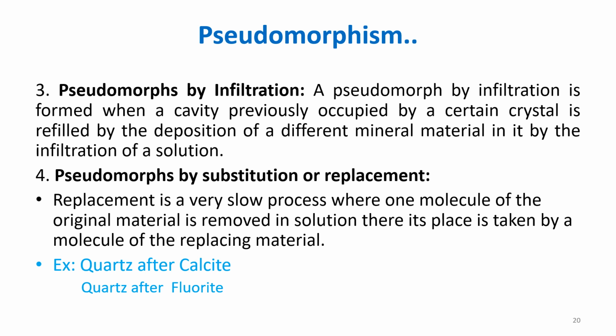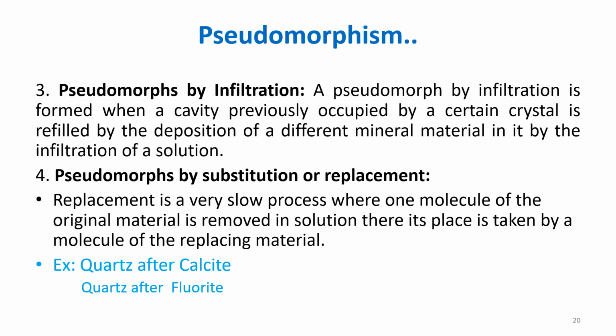A pseudomorph by infiltration is formed when a cavity is formed and occupied by a crystal, and then the cavity is refilled by the deposition of a different mineral by infiltration, perhaps due to a magmatic process or the infiltration of a solution. So the pseudomorph by infiltration is formed when a cavity occupied by a certain crystal is refilled by the deposition of a different mineral. This is known as a pseudomorph by infiltration.